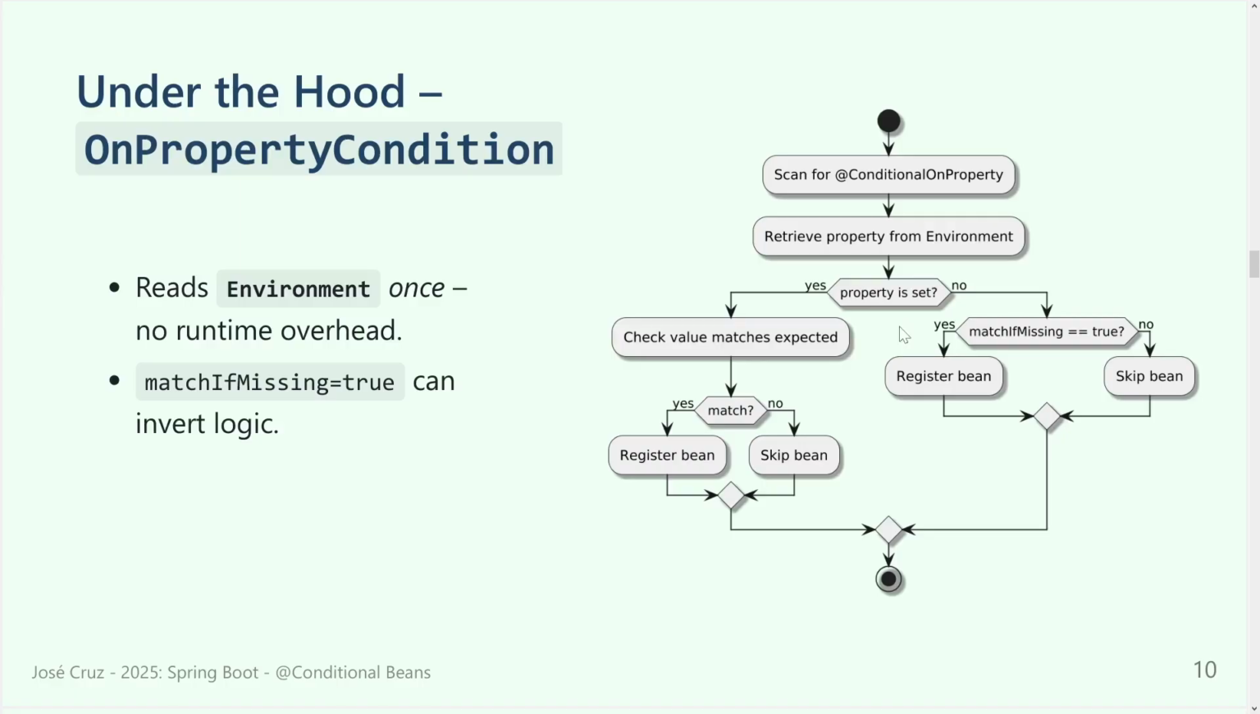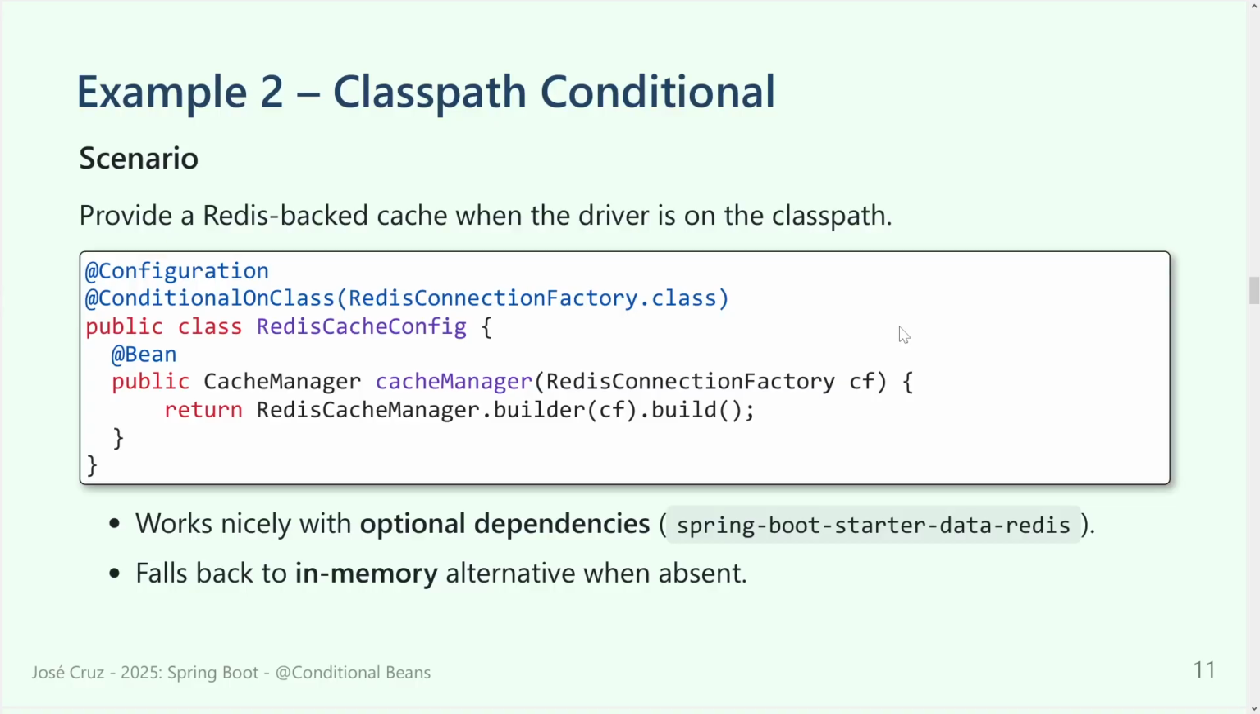Or if you provide a default value, you say, okay, it isn't there, but I have a way. When it's not there, consider that the value should be this one. And then you instantiate if that's true or not.